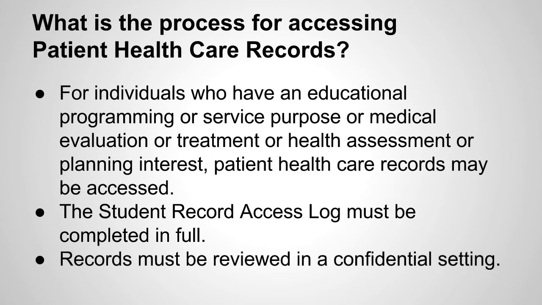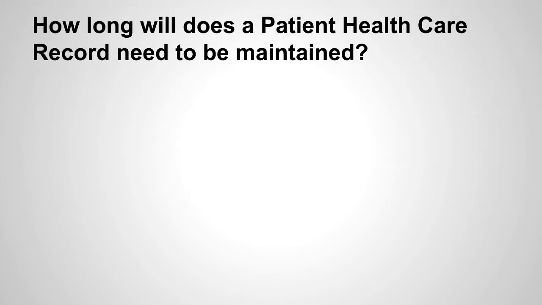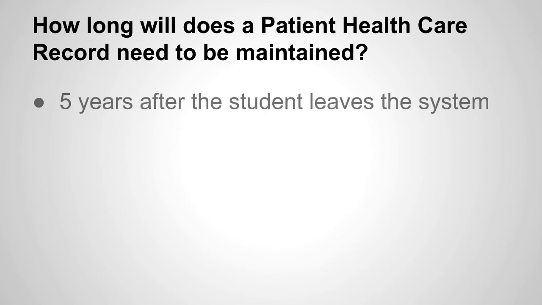Records must be reviewed in a confidential setting. A copy of the example of the patient healthcare record log access form has been provided to you prior to today's training. This is an example of what it will look like in the files. As previously noted, patient healthcare records have a different record retention period than other pupil records. Patient healthcare records must be maintained for 5 years after the student leaves the system.